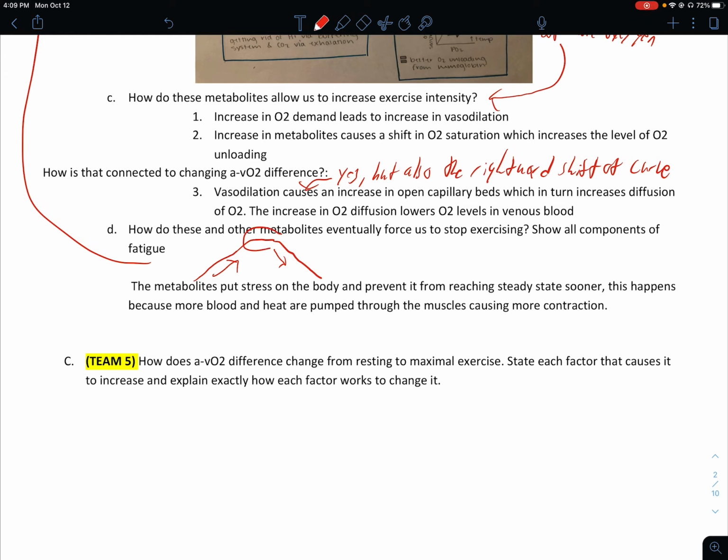So there's kind of this sweet spot of maximal stress, right? So maximal stress, which leads to our maximal exercise. But once we get past that level of stress, we can't push ourselves anymore and it causes us to fatigue. So it goes from positive feedback on this side over here now to negative feedback.